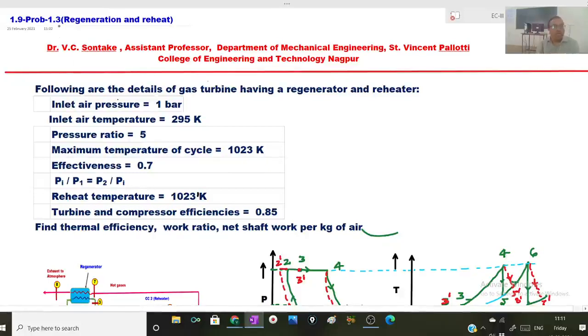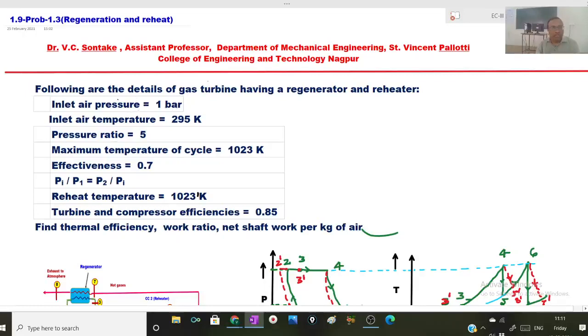So problem 1.3, and it is on regeneration and reheat. The problem statement goes like this. Following are the details of a gas turbine having a regenerator and reheater.